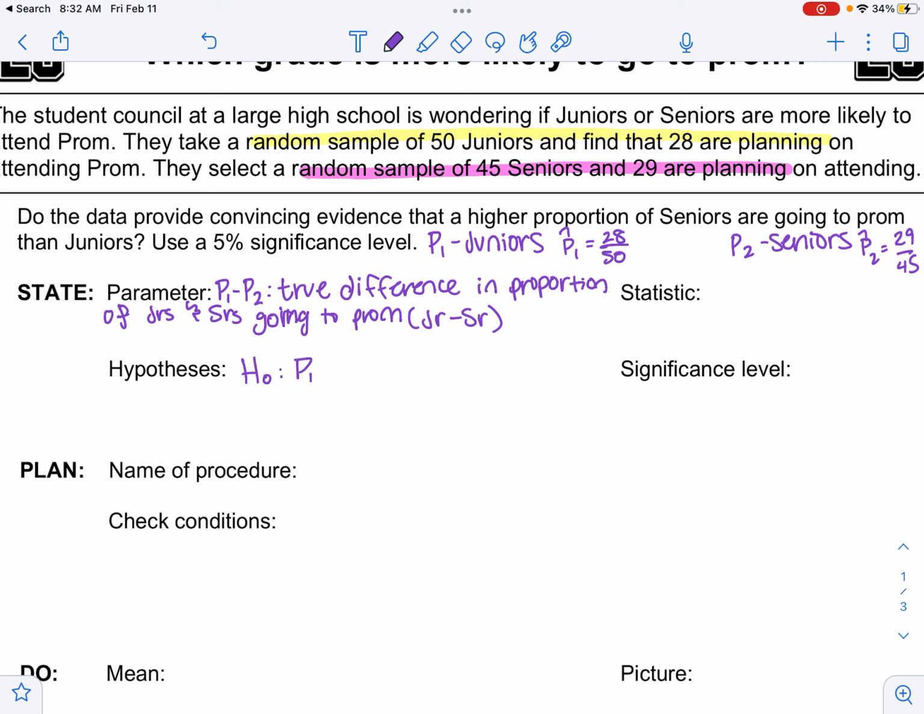For our null hypothesis, always when we have two samples in two different populations, our null is going to be that P1 minus P2 equals 0. And essentially we're saying that P1 and P2 are equal to each other.